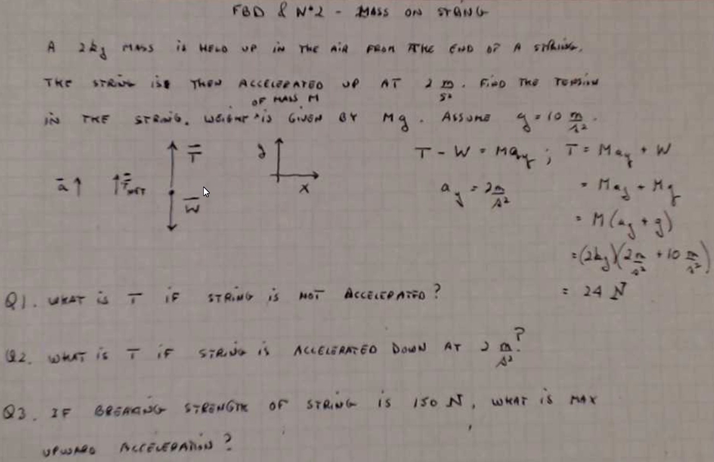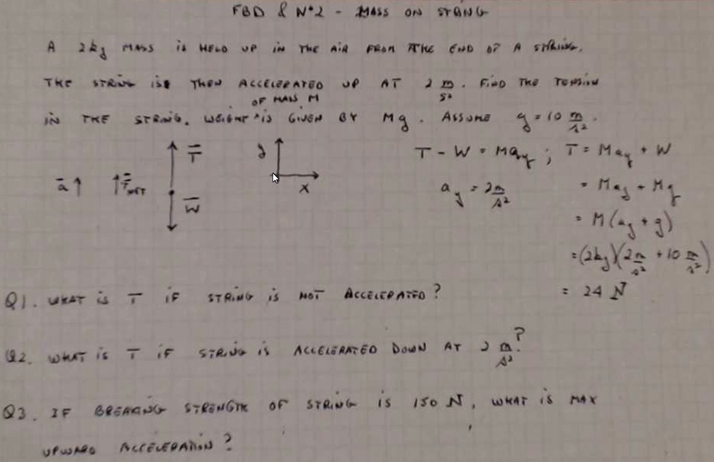So here's a free body diagram. There are two forces acting on the mass: the downward weight due to the attraction of the Earth, and a larger tension T acting upwards to give us a net force in the upward direction, because we know it's accelerating in the upward direction. So this is a consequence of Newton number 2.